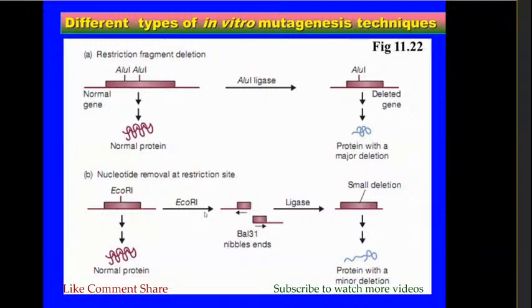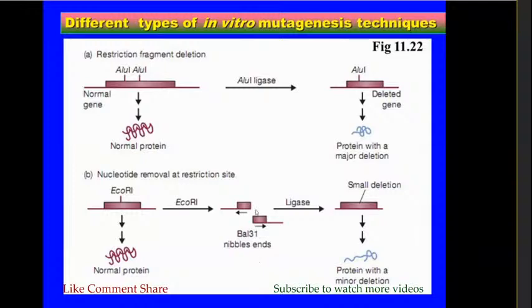Another type is nucleotide removal. The nucleotide's particular portion is totally removed from the restriction site. So that is another one. In this step they explained with EcoR1. After the restriction, the gene is divided into two portions, right? Every restriction enzyme cuts the gene.